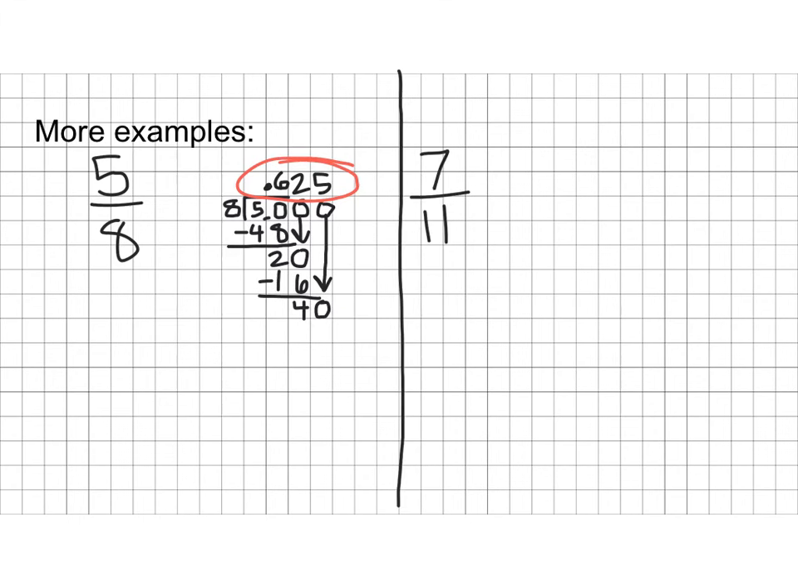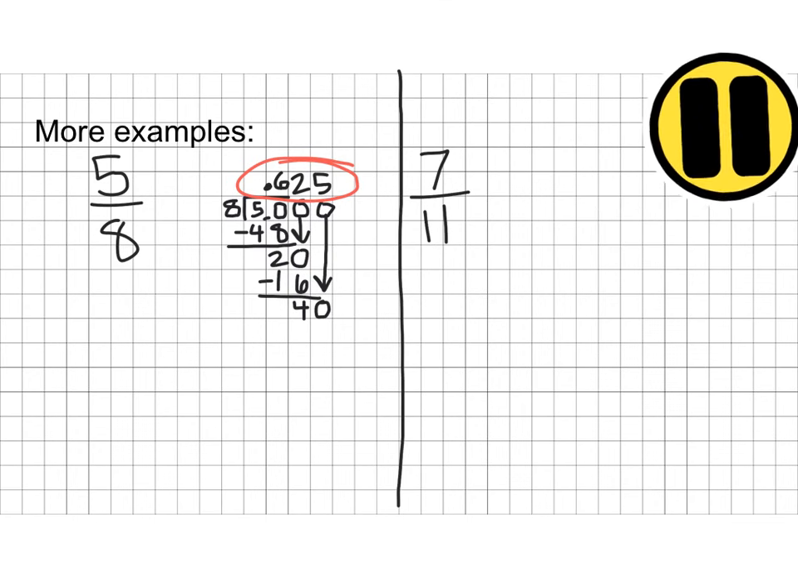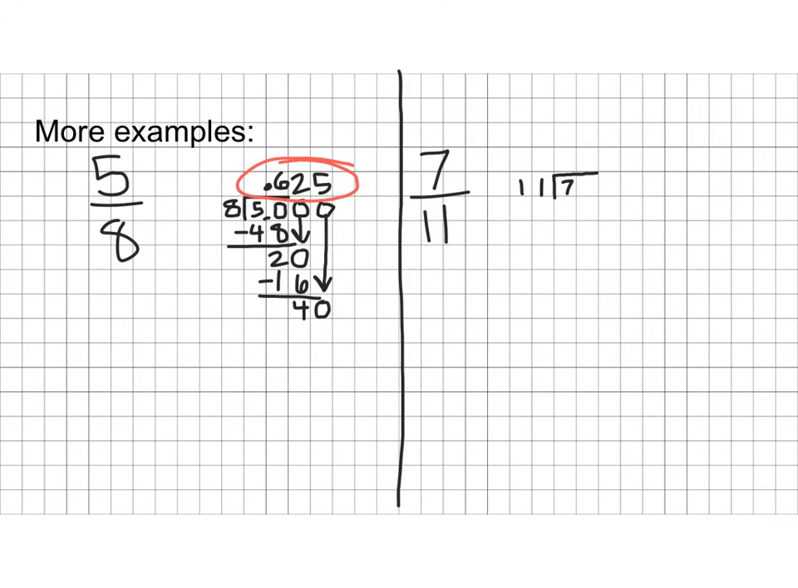Let's do another one. This time we're going to convert 7/11ths into a decimal. Pause now and try your best. Press play when you're ready. So make sure you remember to put the numerator inside and the denominator outside. If you mix that up, pause again and try and fix it, or redo the problem, I should say.